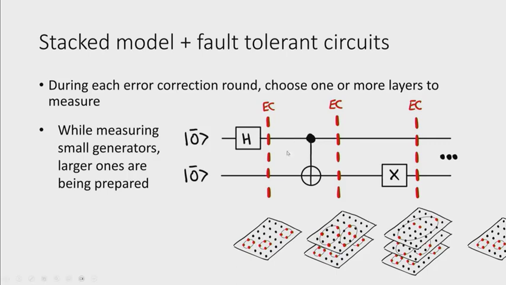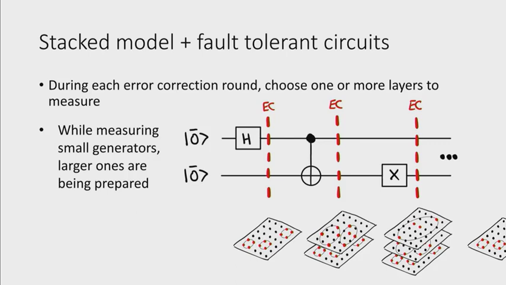to measure. So, for example, in this first round, we only measure the local ones. The second one, we measure the local ones again because we can measure them in constant time, but we also add the second layer. So now we're adding generators that are slightly larger. And finally, after this third error correction step, we add in the entire set of generators. So at this time, we've measured the entire stabilizer group.